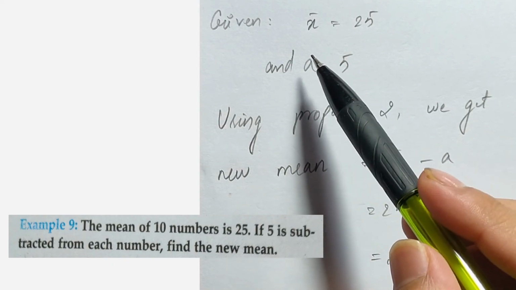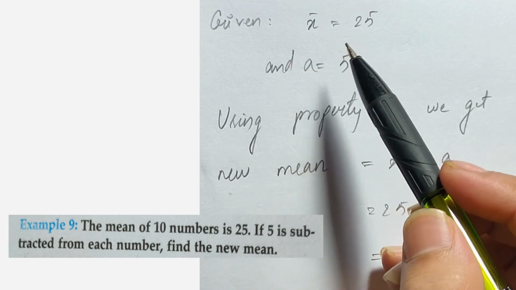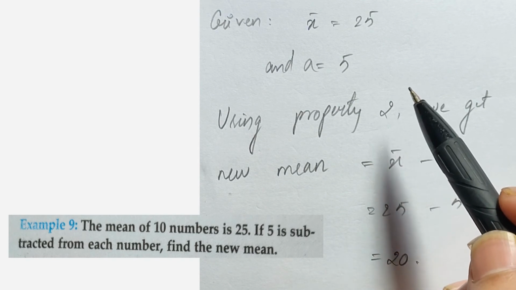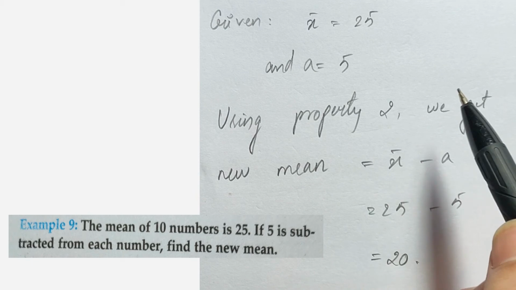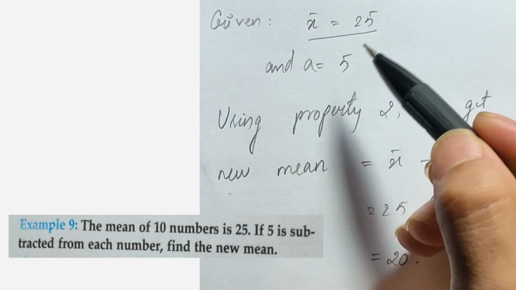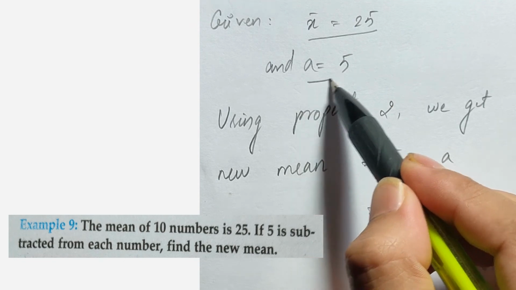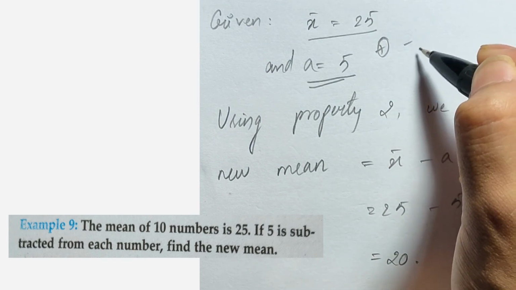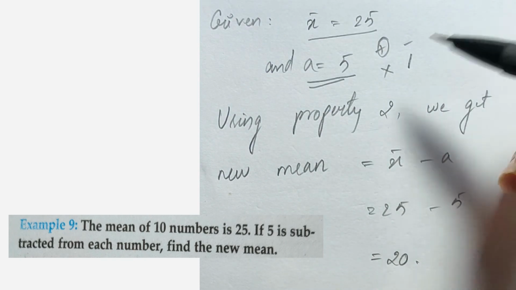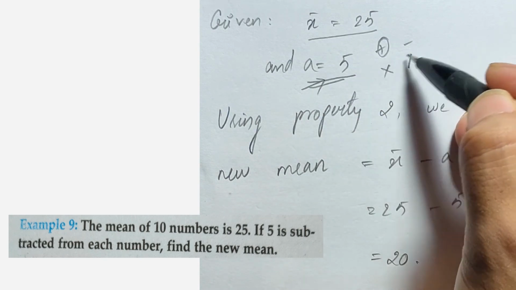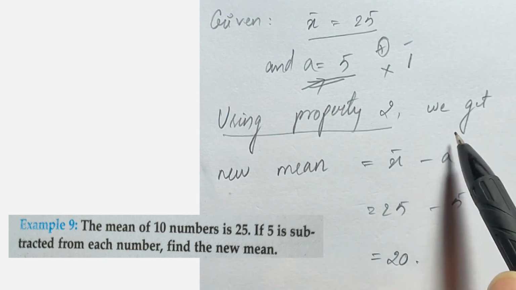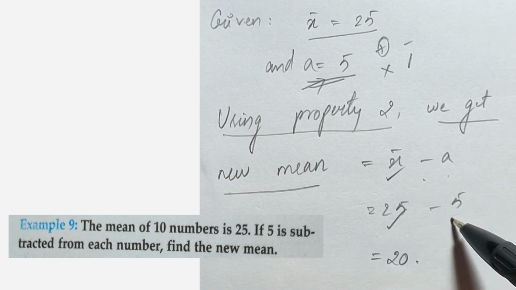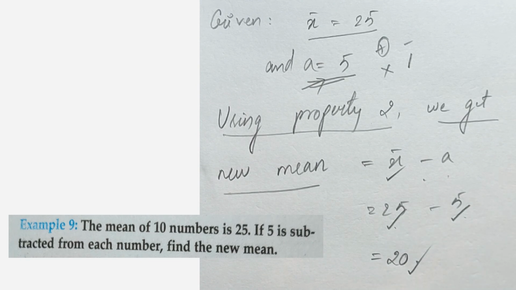Let us see one more numerical where you will have to use the properties. Okay, so the question is shown on the left hand side of your screen. The mean of 10 numbers is 25. If 5 is subtracted from each number, find the new mean. The old mean is 25 and the number to be subtracted is 5, so we take A to be 5. Now remember, the number to be added, subtracted, multiplied or divided is to be taken as A. So in this case, A is 5. Using property number 2, the new mean is equal to old mean minus A. So 25 minus 5 is 20.